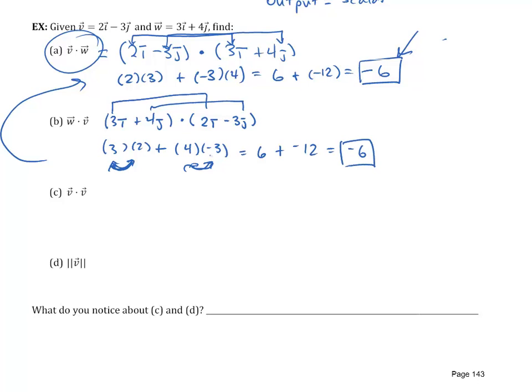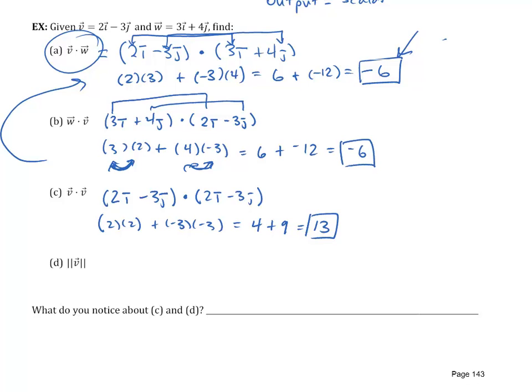Now, what happens if you take a dot product of a vector with itself? So take 2i minus 3j dotted with 2i minus 3j. You end up with a 2 times a 2 plus a -3 times a -3, which happens to be 4 plus 9, or 13.